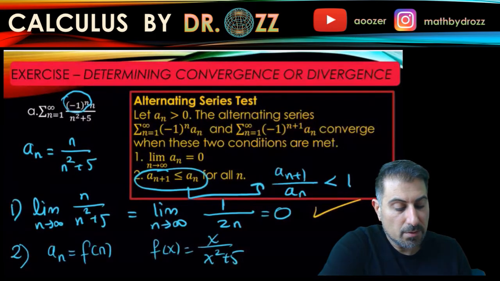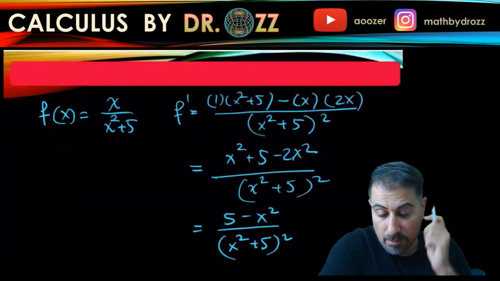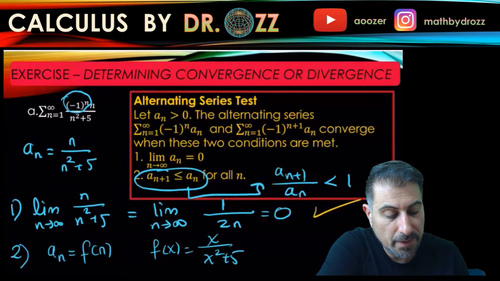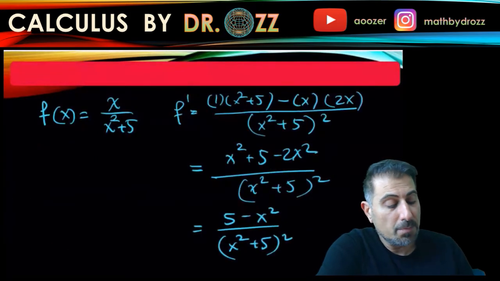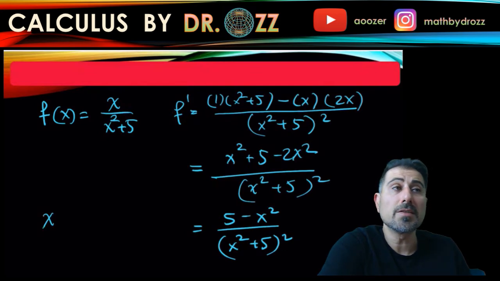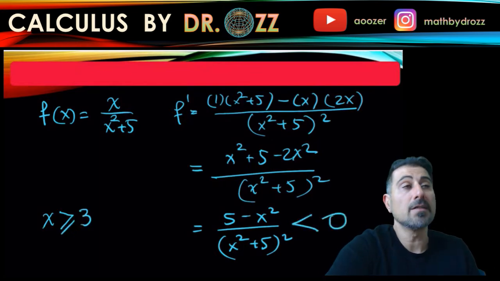Let's check. So here, a_{n+1} is less than or equal to a_n, so f prime should be negative, right? So let's check if it's negative. If you look at the series here, the series starts from n equals 1, so we have to be careful, because if x is 1, this is not good. If x equals 2, because this is 5 minus 4, that takes you to positive f prime. So as long as x is greater than or equal to 3, then this is less than 0.